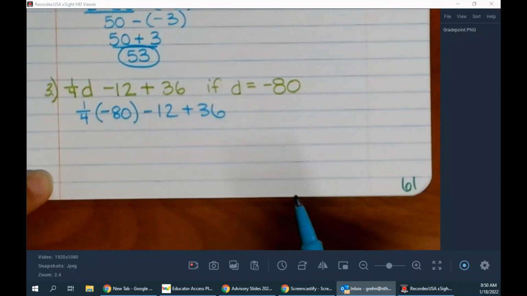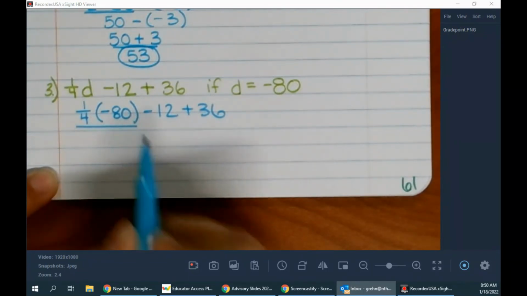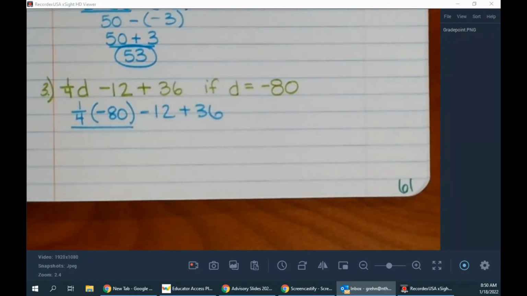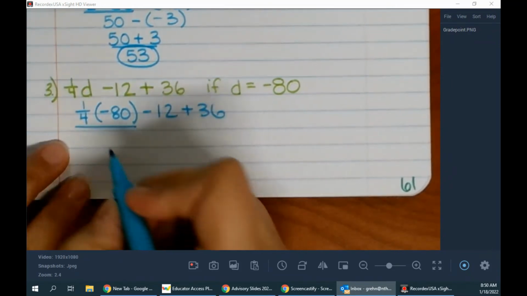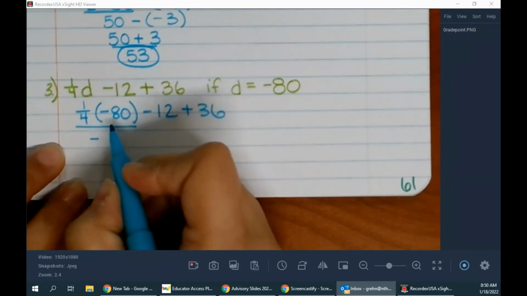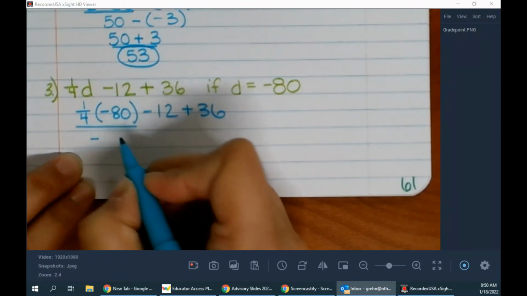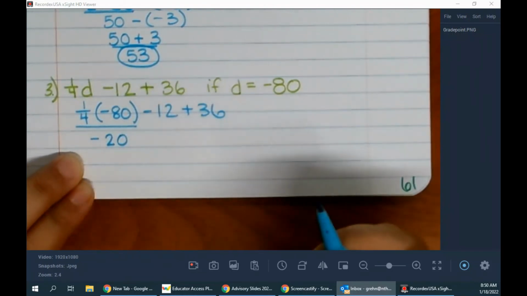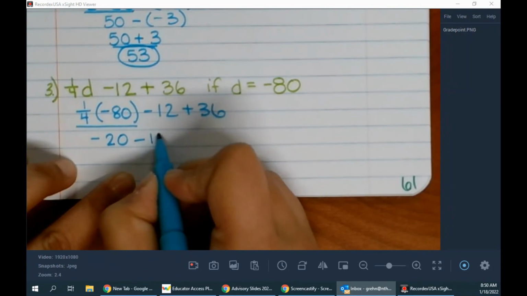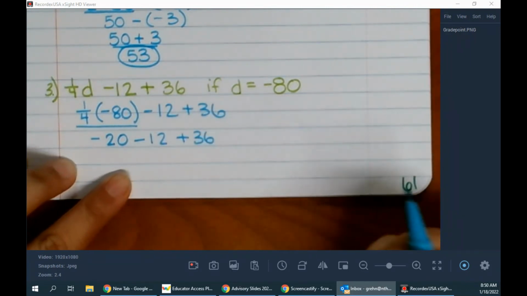So multiplication comes first in this problem. And so basically I'm taking 1/4 of negative 80. I know my answer is going to be negative. And if I take 1/4 of 80, that's just 20. So this would be negative 20. And then I still have minus 12 plus 36.